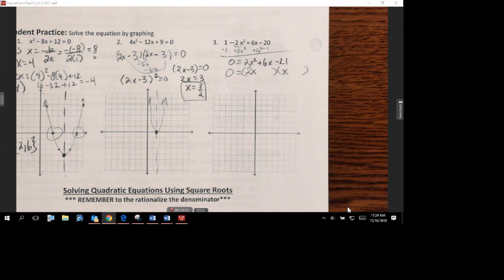I know it has to be 2x and x. Oh. Okay, have a good one.